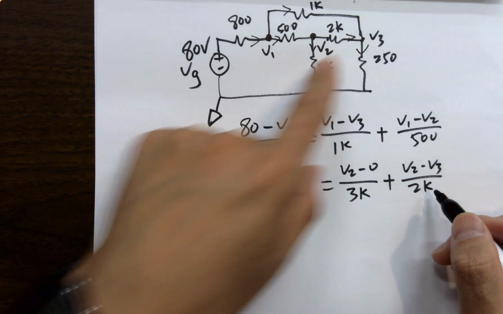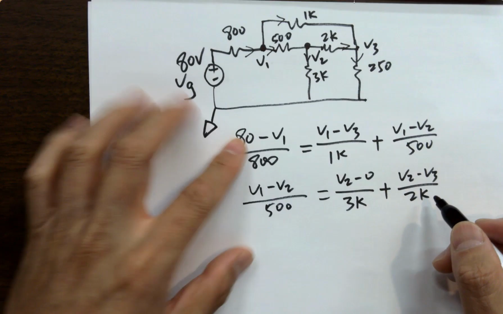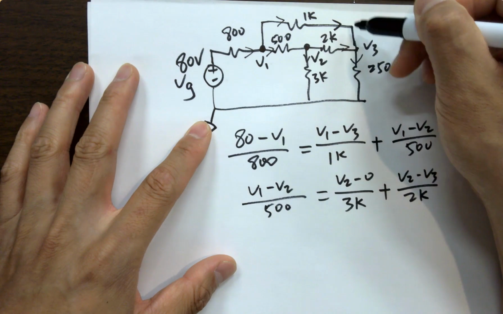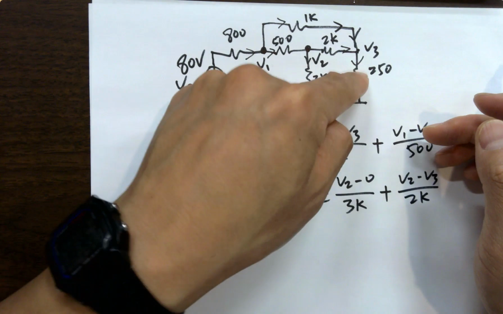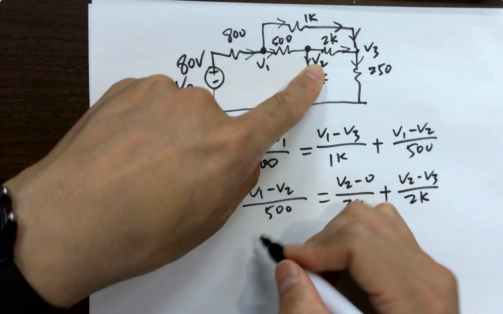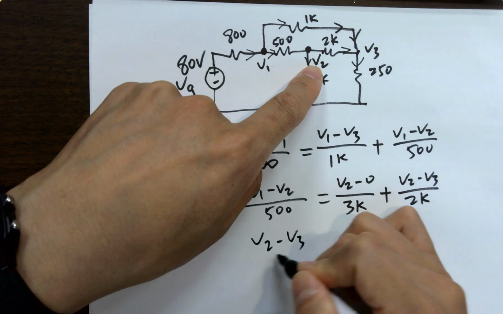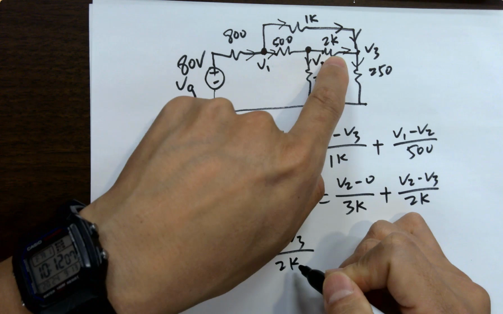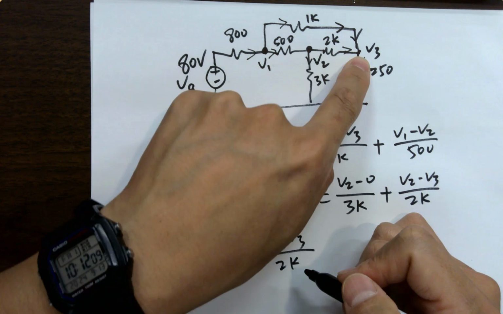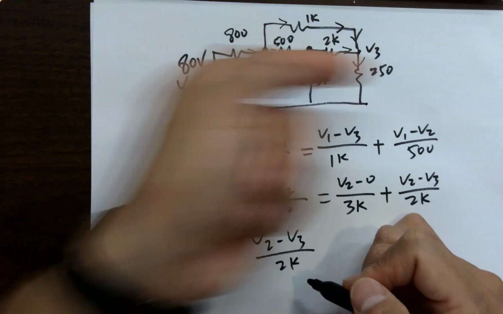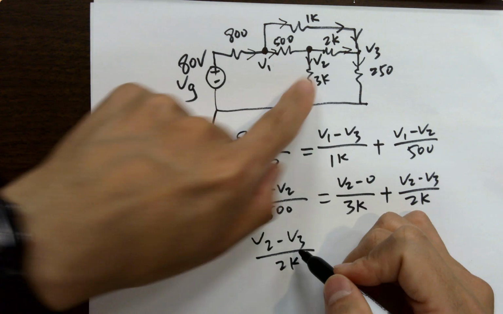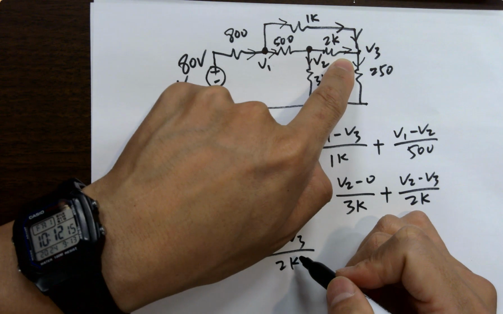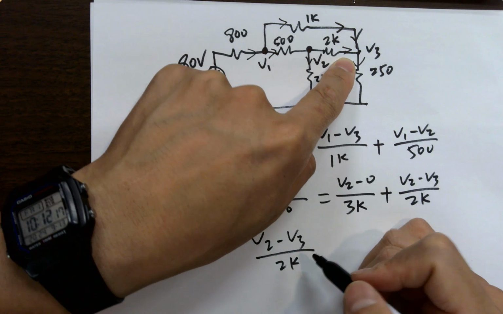You get a third one over here. So two currents going in, one going out. It's V2 minus V3 over 2K, from left to right, that's why it's V2 minus V3. V2 minus V3 is a drop from left to right, so it gives you the current from left to right as well.